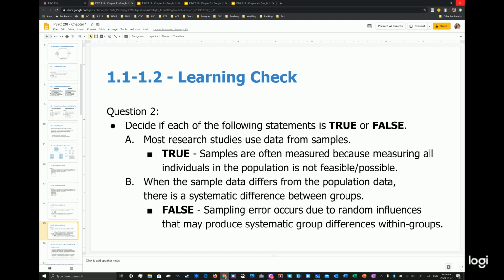This is asking about two samples. We don't have two samples. We're looking at one sample. That's the first thing. Second, when we talk about sampling error, this is for individual differences. And in the slide, it talks about random influences. That includes differences between individual scores, that is, within the group. So let me show you this way.